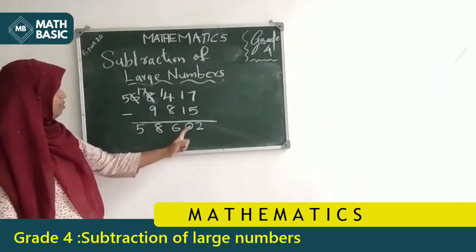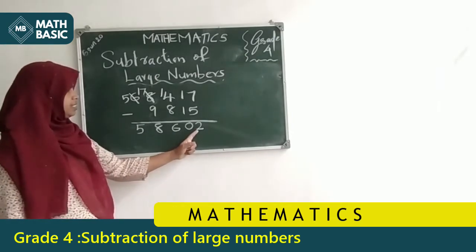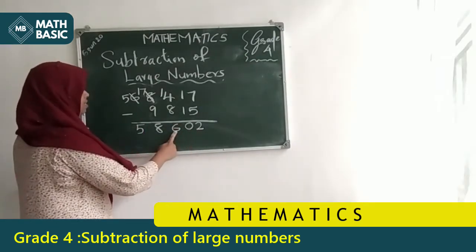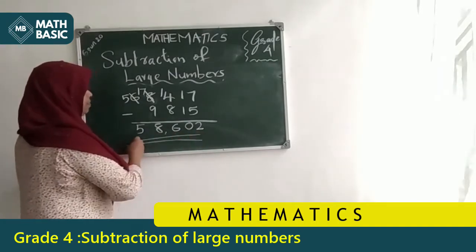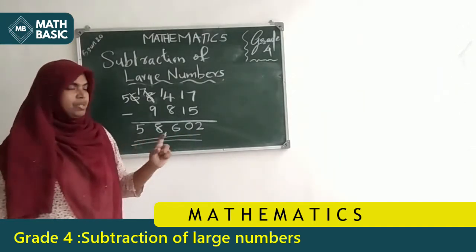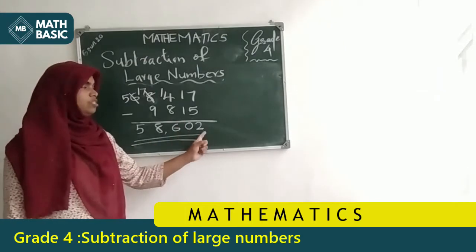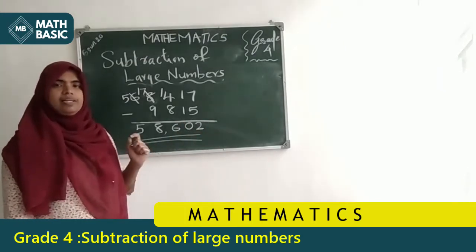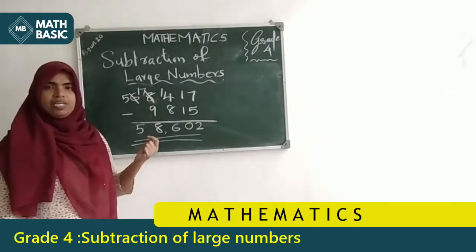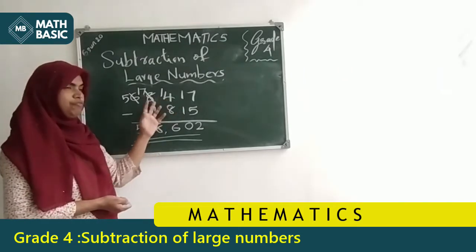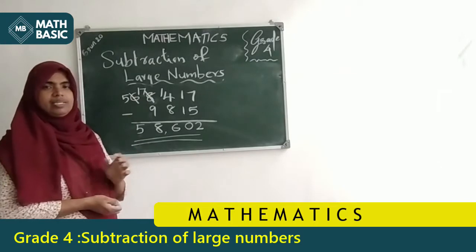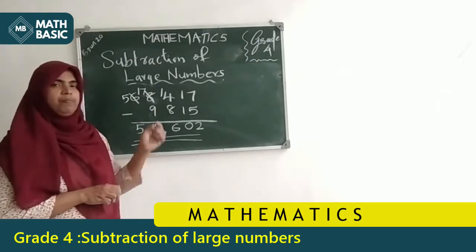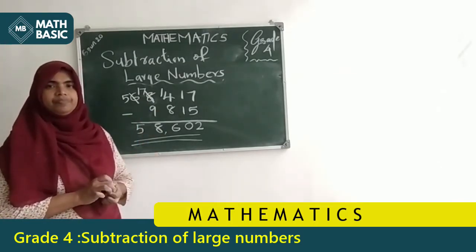Writing down. See here the numbers. Ones, tens, hundreds, thousands, 10,000. So the answer is 58,602. 58,602 is the difference. Okay, children, while doing the subtraction, please listen carefully, then do. Practice many questions, then only it becomes easy.